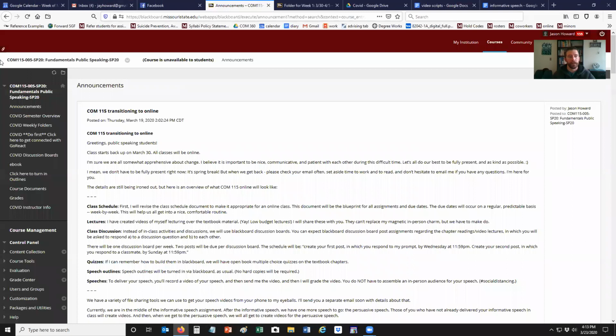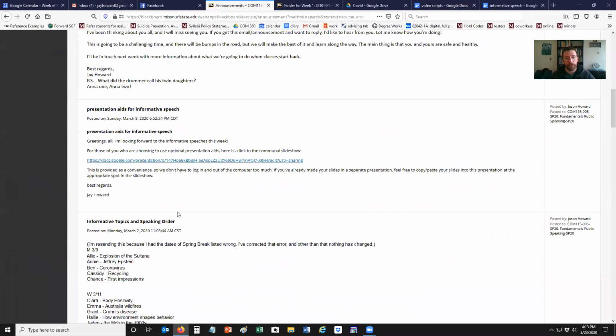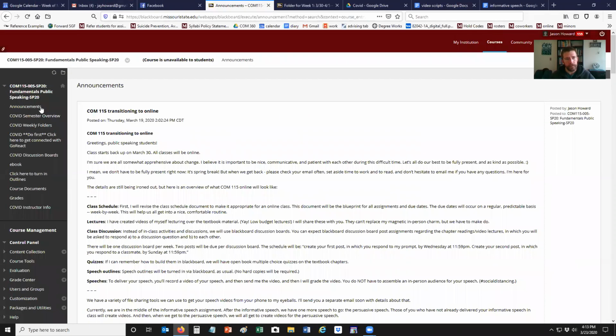Here we are in our Blackboard page. This is either your section 005 or my other section, which is 008. They both look the same. And we see the announcements page looks the same. But I've added a new semester overview. And then here's those weekly folders I was talking about, the weekly units. And so I'll show you those two things, and then we'll talk about what GoReact is.